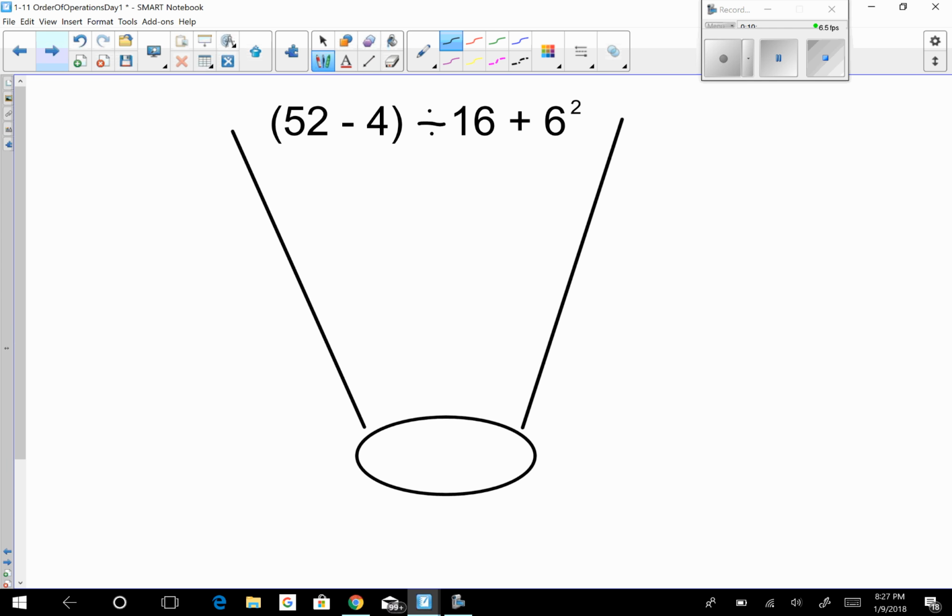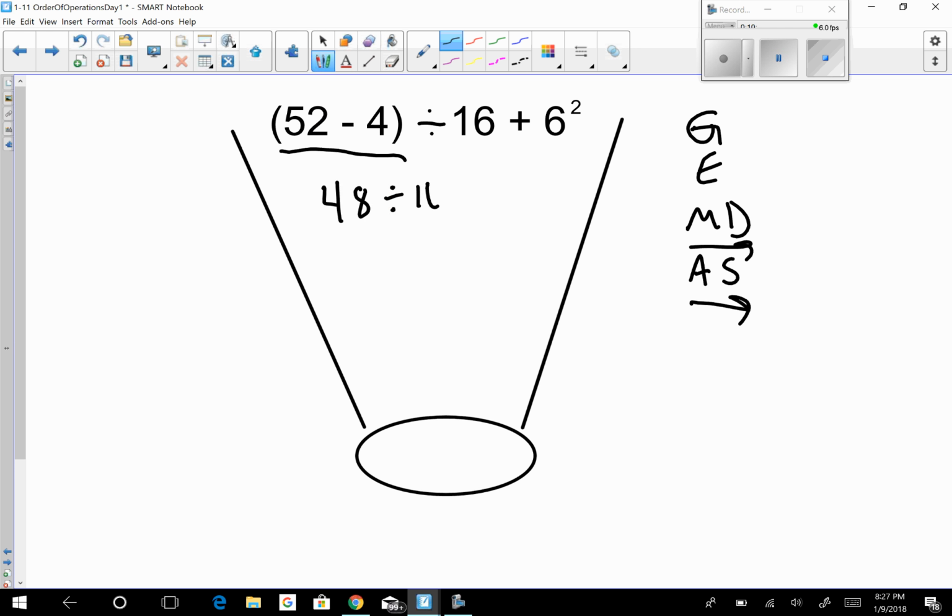Here we have 52 minus 4 divided by 16 plus 6 squared. So GEMDAS. Okay. We've got grouping right here. Underline it. Again, notice how I'm underlining the part that I'm solving each time. 52 minus 4 is going to be 48. Okay, and then we're rewriting the rest of the problem. Divided by 16 plus 6 squared.